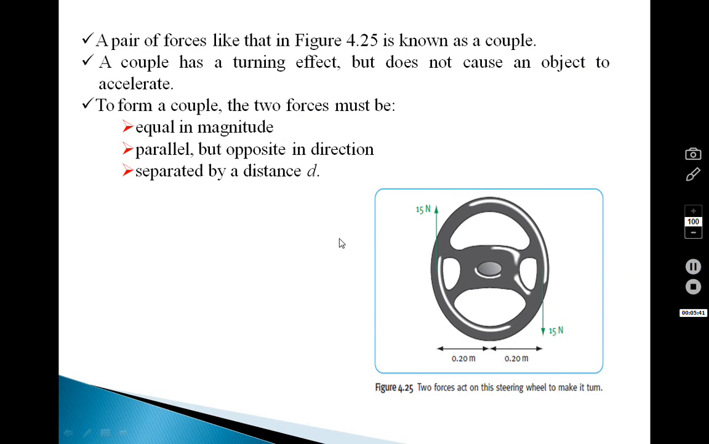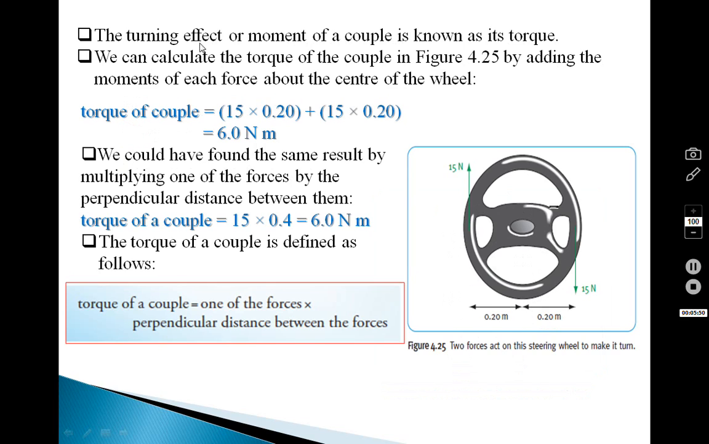Okay, now in this special case, as we said, this is a special case of how to find the moment. In this special case, we need to find the turning effect or moment of this object. So the turning effect or moment of a couple is known as a torque. Because this one, as we said, is a special case of the previous one.